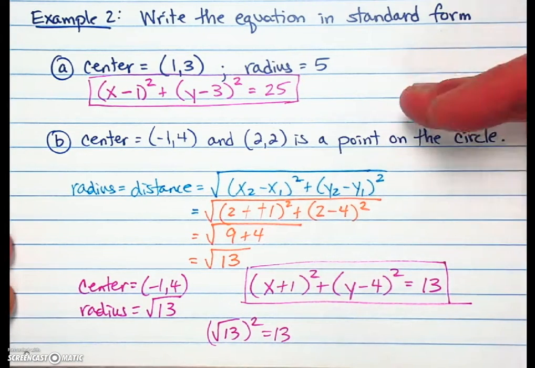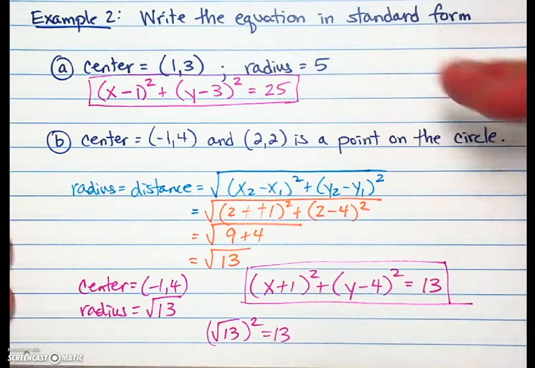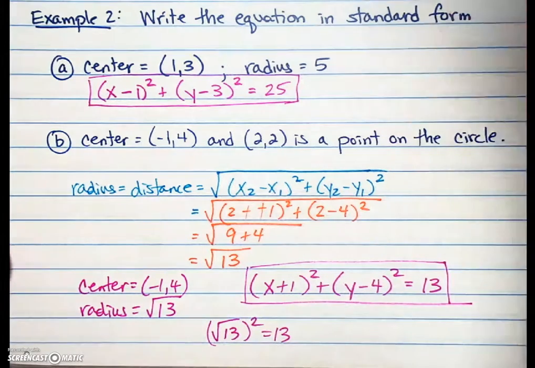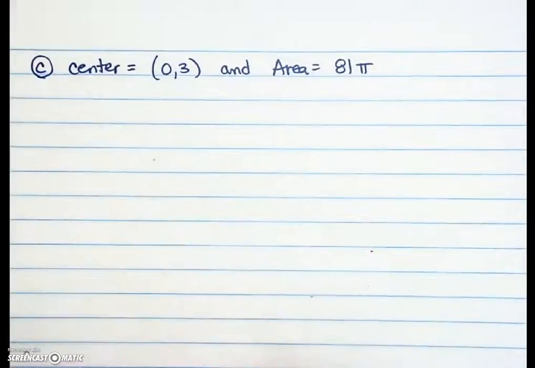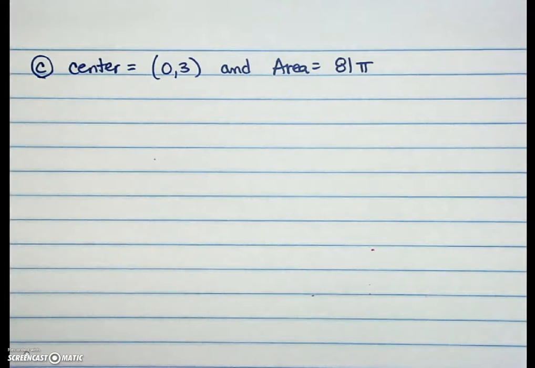All right, so I gave you one just straightforward, center and radius. I gave you one where you had to find the radius, and here again, you always need to know the center and radius to write the equation. So let me give you one more here. All right, in this example, you get the center and you get the area.